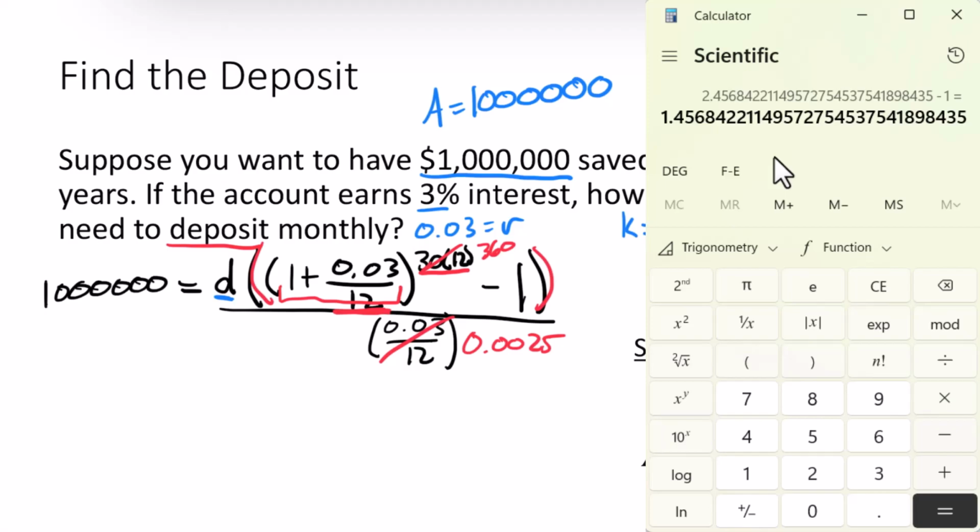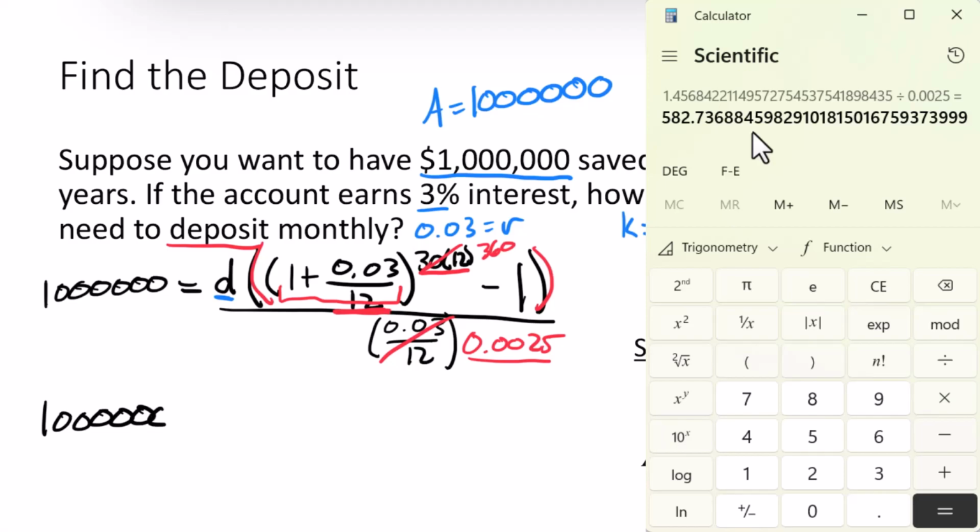So now that I have that number, I can divide that number by this decimal. And when I do that, I get 582.73688, etc. So I'm just going to write that down. So what I've figured out so far is I have 1 million equals this number times D. So I have D times 582.7368845. And again, make sure you keep about 6 decimal places to keep your number accurate, or you can keep it stored in your calculator.